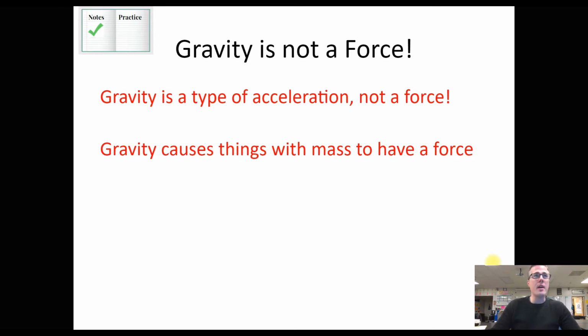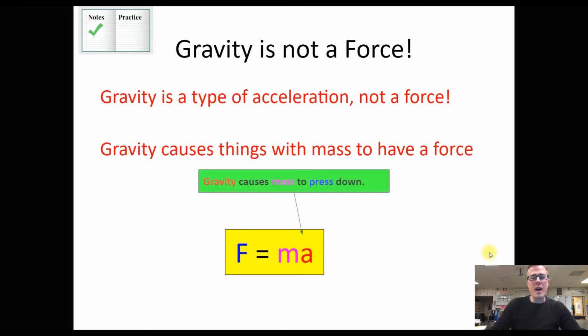So if you're remembering back to Newton's second law, which we'll talk about in just a second, it's F equals ma. Gravity is a type of the acceleration, the A part of the equation. And the next part of your notes is the next line, gravity causes things with mass to have a force. And that one sounds a little bit abstract, so let's pop that Newton's second law equation up there and let's talk about the parts and make sure that we've got it. So gravity is the A part of the equation.